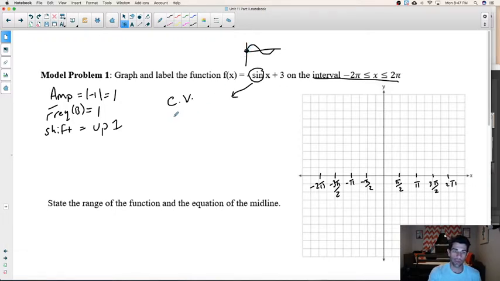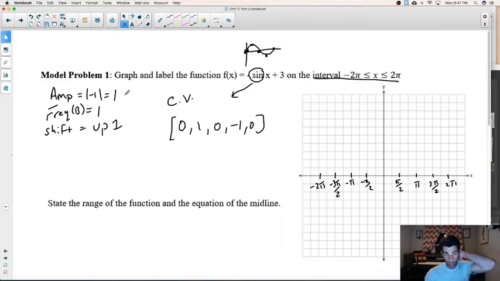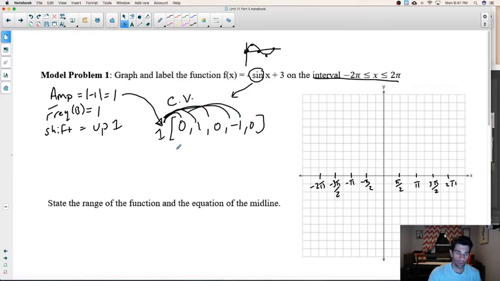So here you're starting at 0. So your critical values are 0, 1, 0, negative 1, and 0. So you can see that 0, 1, 0, negative 1, and 0. Now what you're supposed to do is multiply those numbers by the amplitude. So you would go ahead and use kind of like your distributive property and multiply all of that. And nothing's going to change. So you'll have 0, 1, 0, negative 1, and 0.